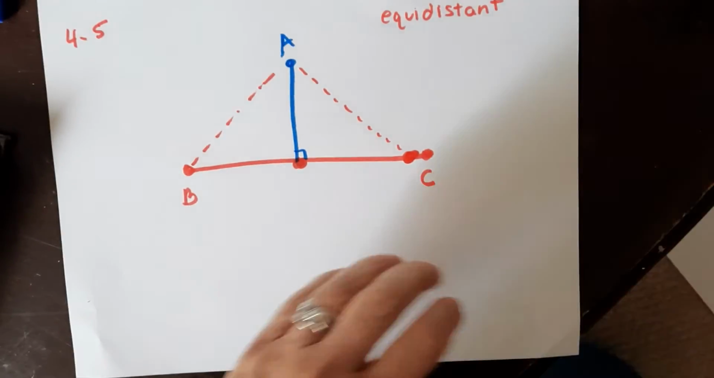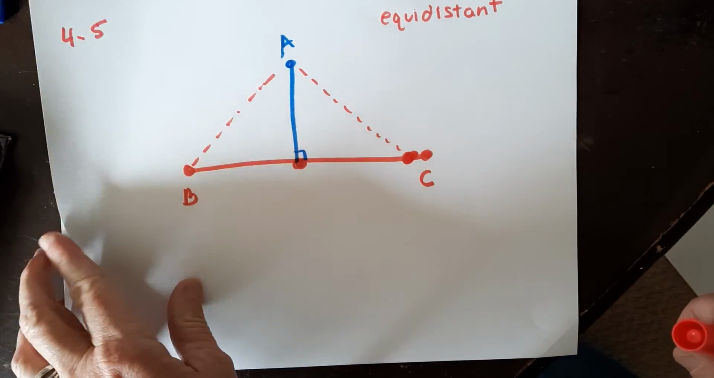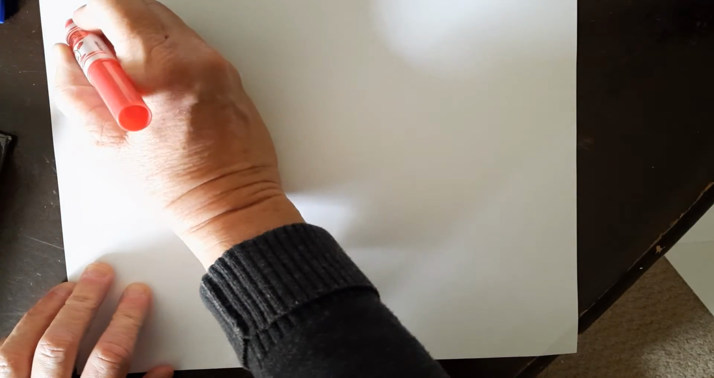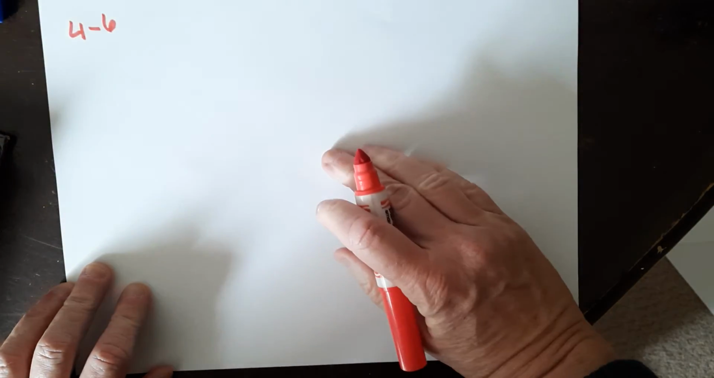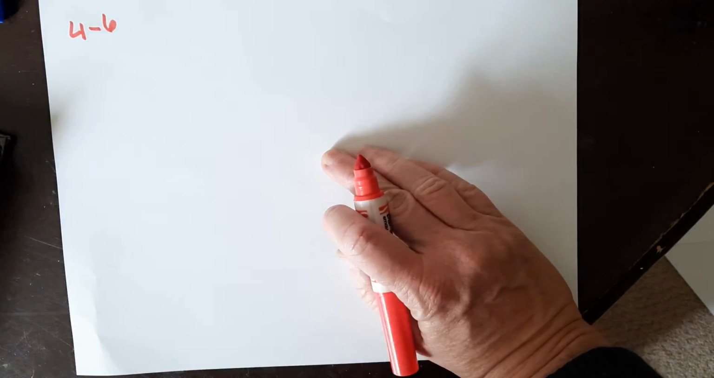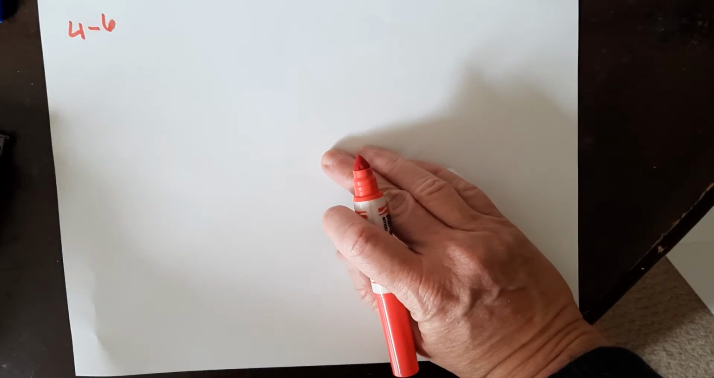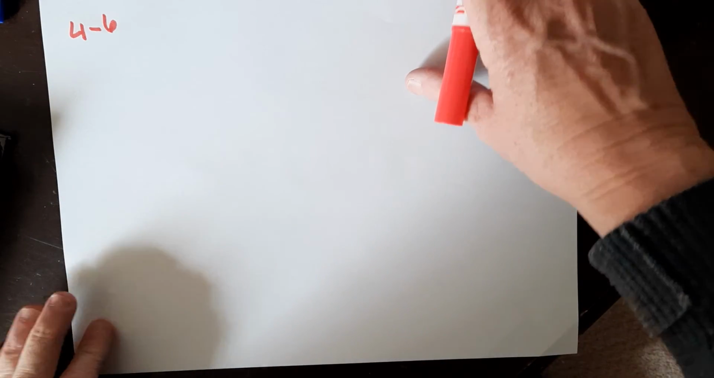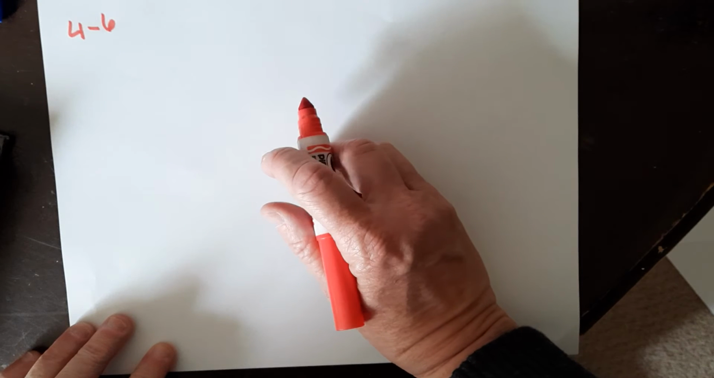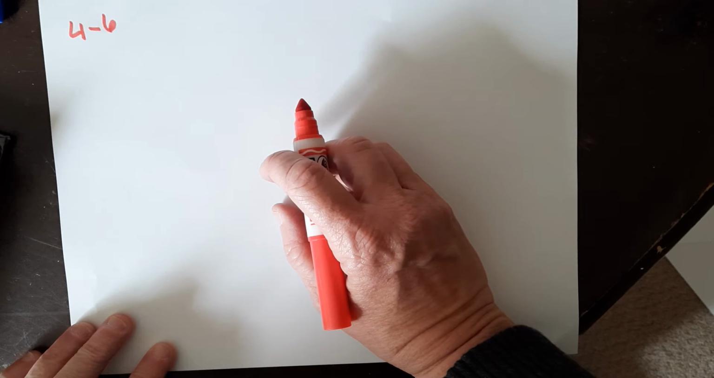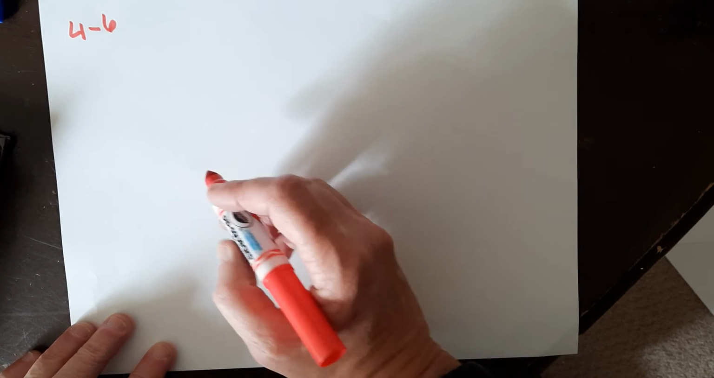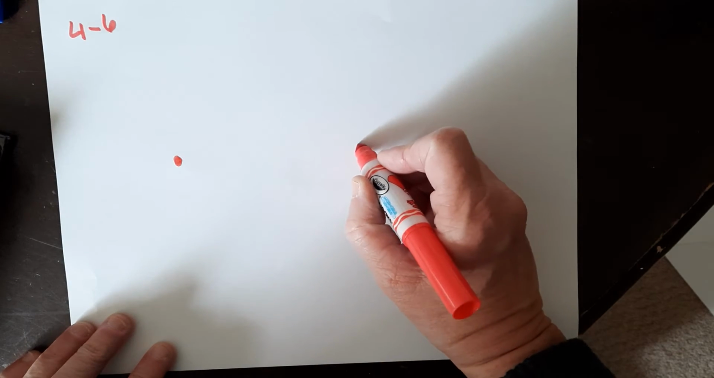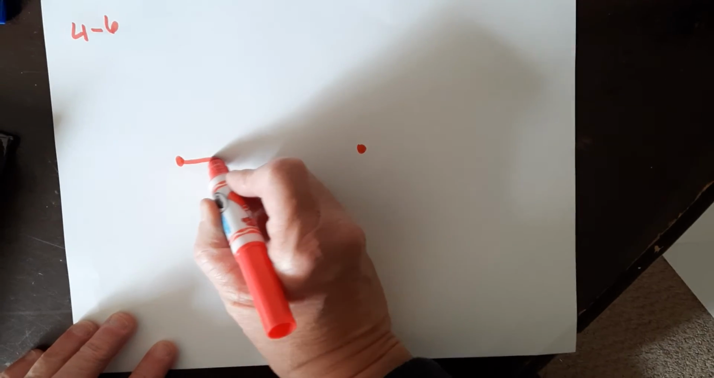Now, theorem 4.6 uses these concepts as well. Theorem 4.6 is the opposite, the converse of theorem 4.5. This one says if a point is equidistant from the endpoints of a segment, then the point lies on the perpendicular bisector of the segment. So it kind of works opposite of the one we just said.